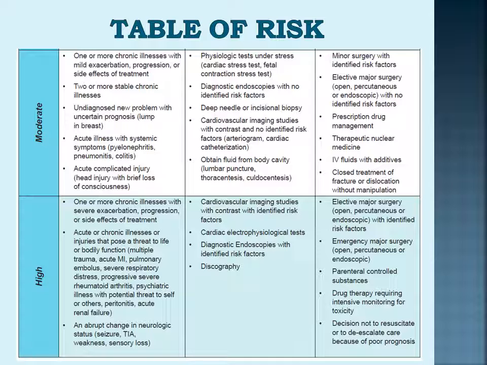When you get to the high level of risk, these are your patients who are pretty sick, whether they have 1 or more chronic illnesses and severe exacerbations such as a COPD or asthma exacerbation that's severe, acute or chronic illnesses that could pose a threat to life or bodily function, multiple trauma, acute MI, etc., or an abrupt change in neurological status such as a TIA, seizure, or stroke. Here, your diagnostic testing is going to be much more extensive, as will your treatment options.